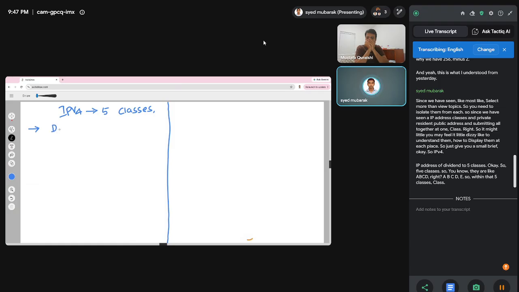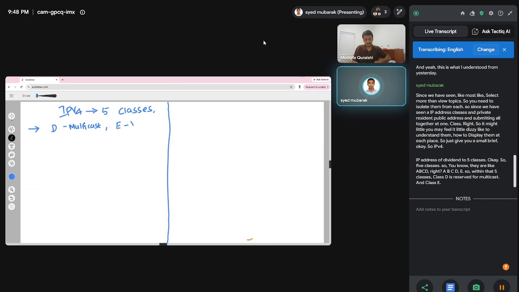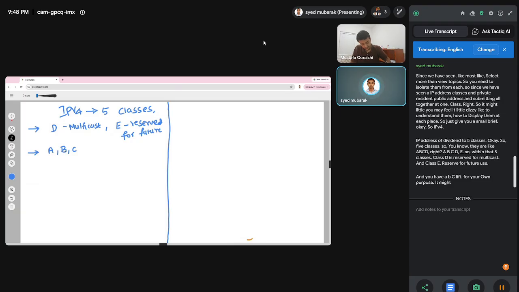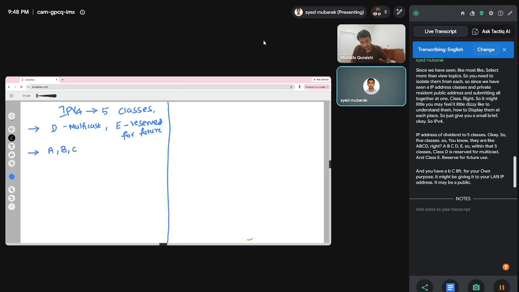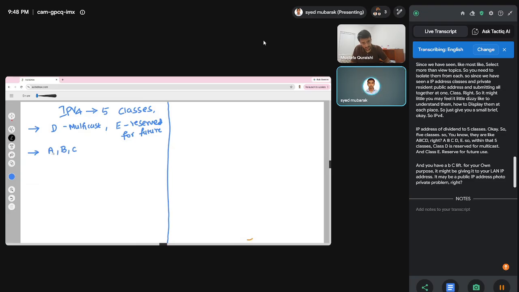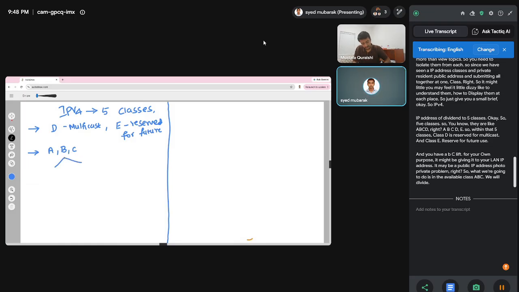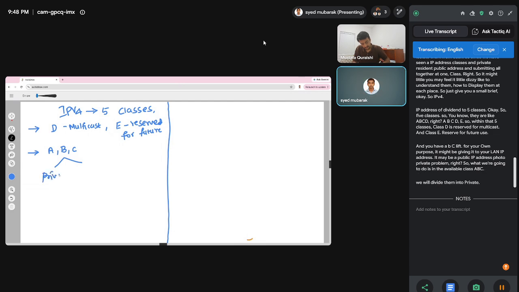class D is reserved for multicast, and class E is reserved for future use. And you have A, B, C left for your own purpose. It might be giving it to your LAN IP address, it might be your public IP address, whatever, private, public, right? So what we will do is, in the available classes A, B, C, we will divide them into private and public.